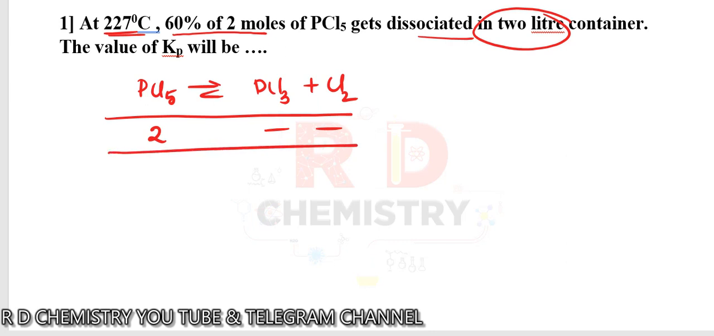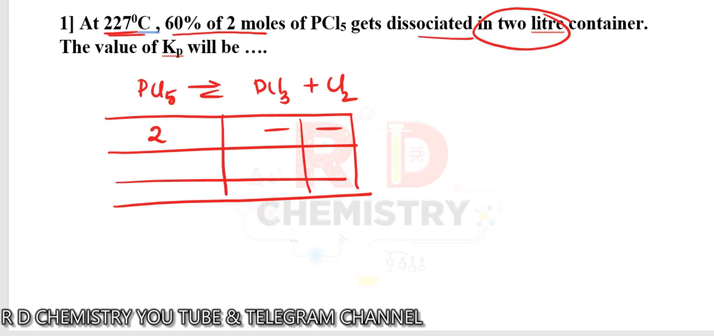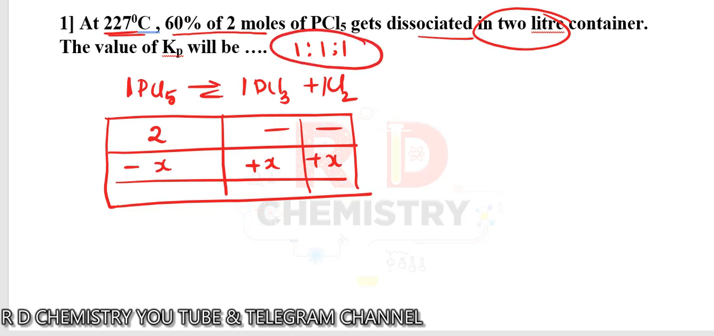They said initially 2 moles are there and products are not there. Remember, I'll be writing 3 rows altogether. I already explained this in the previous videos. If you have not watched, please do watch all those videos. Now, the number of moles of the reactant and products are in the ratio 1:1:1. This is very important for us. Therefore, the degree of dissociation is x, decomposing x, formed plus x and plus x. These x's are in terms of number of moles from the balanced equation ratio. So here the remaining is 2 minus x. This is x and x.